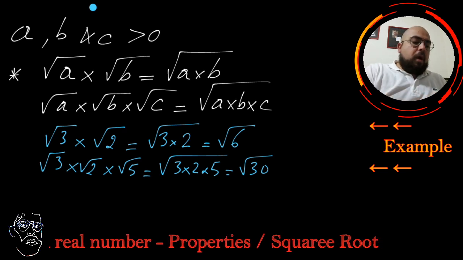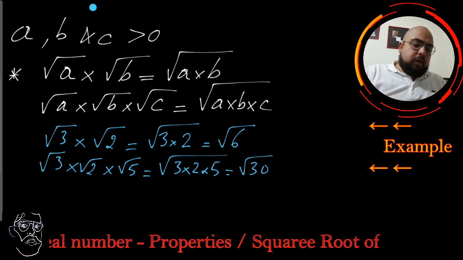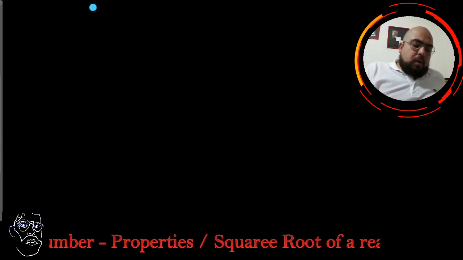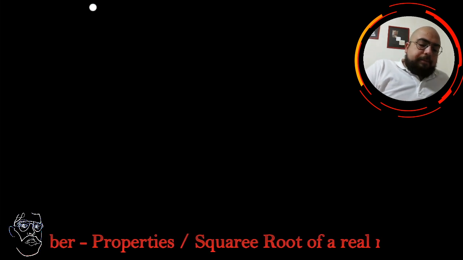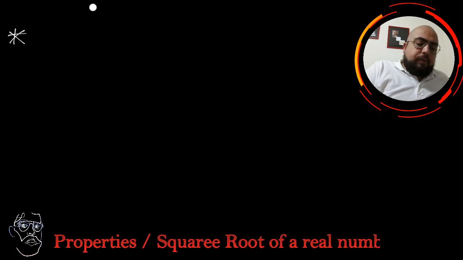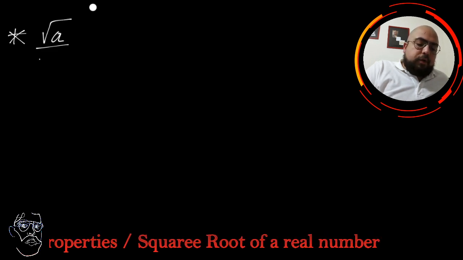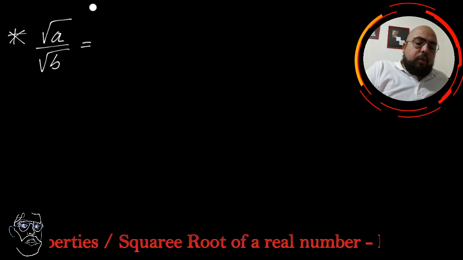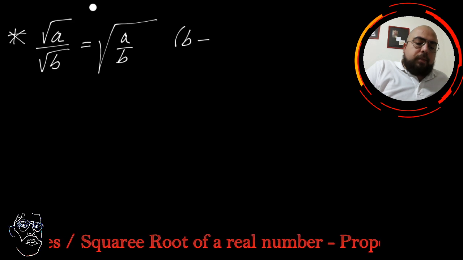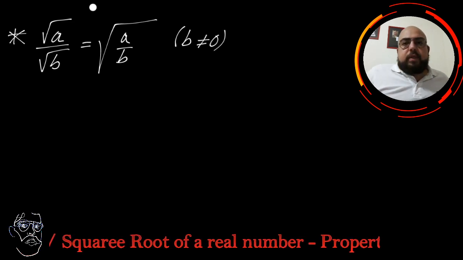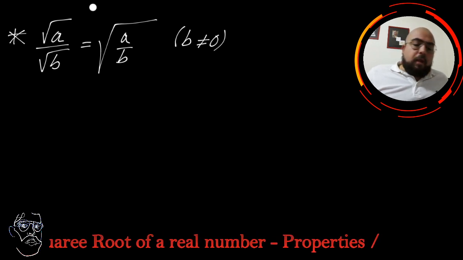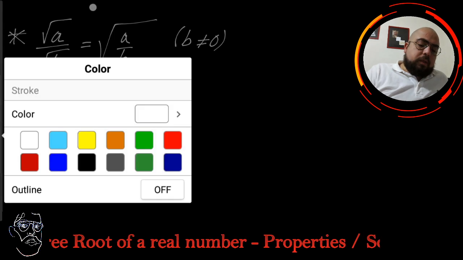Alright? Now, let's take the second property. When we have the square root of a over square root of b, it can be written as the square root of a over b. And of course, we have to mention that b should be different than 0. We already said previously that a, b, and even c should be strictly positive. Let's take an example related to this case.